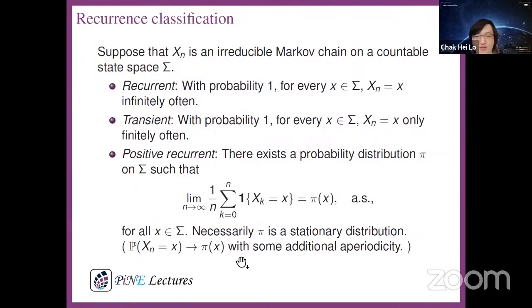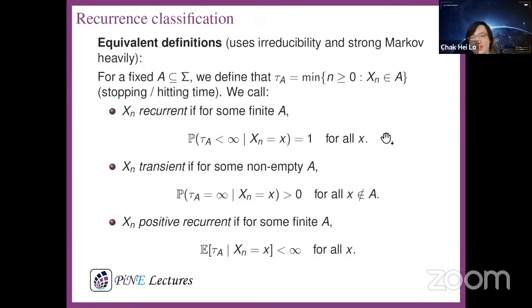Okay, so if we assume some aperiodicity here, then we can get that the probability of X_n equal to x converges to the stationary distribution pi. This is somehow the most intuitive meaning, but in terms of use, there are quite a few equivalent definitions in the literature. Given that we have irreducibility, and we will use the strong Markov property heavily, we have this set of definitions, which is a lot more useful in our setting.